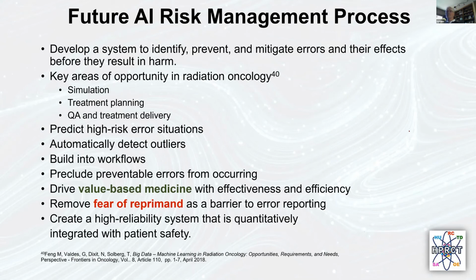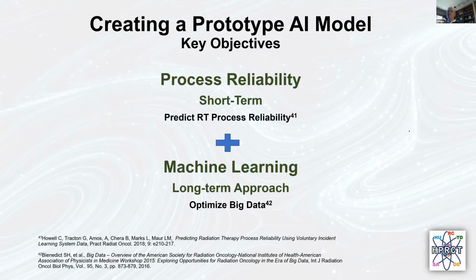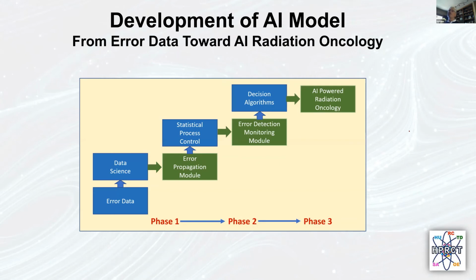This is number one. And then, of course, you want a high reliability system, and you want to integrate patient safety. So our prototype is looking at process reliability in the short term and machine learning in the long term. So how do we do this? From EHR data towards AI radiation oncology, we've got to collect the data in deep, discrete elements of good data and error examples. Collect that data, and then you want an error propagation model to be created. That's phase one. Then phase two, we're going to move towards the processing of this error. And then we want to keep this mechanism ongoing.